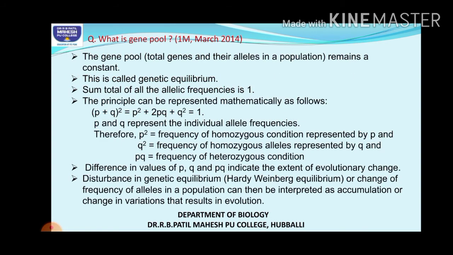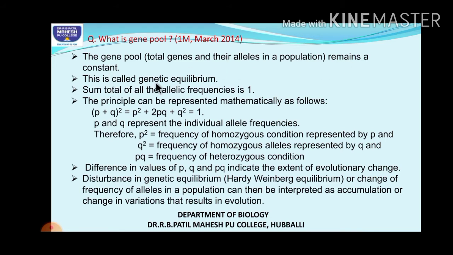The next question here, what is gene pool? This was asked in the March 2014 question paper for 1 mark, right? So gene pool is nothing but the total genes and their alleles in a population. Only that much is enough, okay. What is gene pool? The total genes and their alleles in a population is called as gene pool. And according to Hardy-Weinberg principle, that also remains constant.